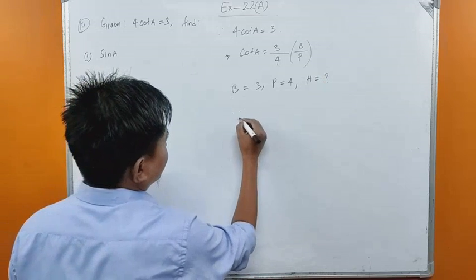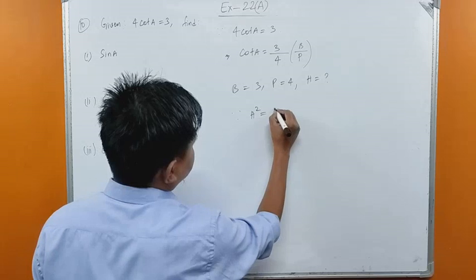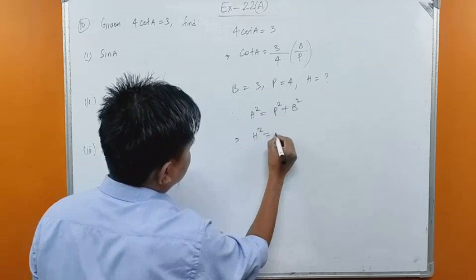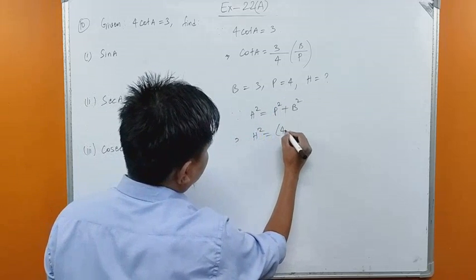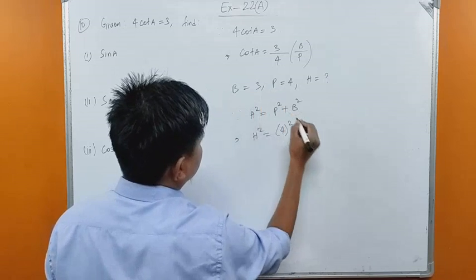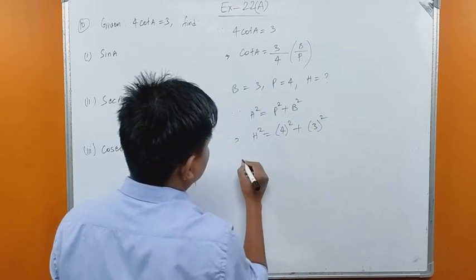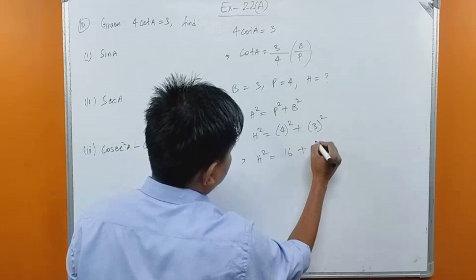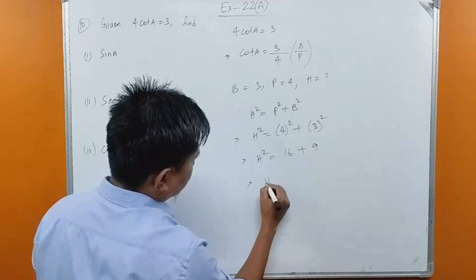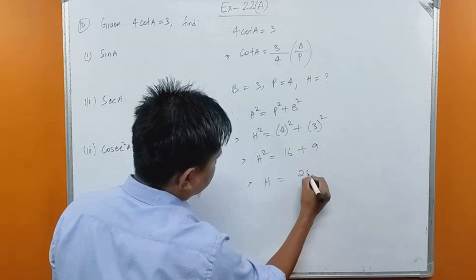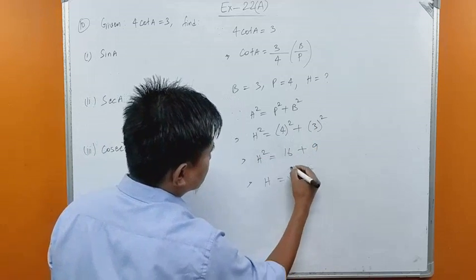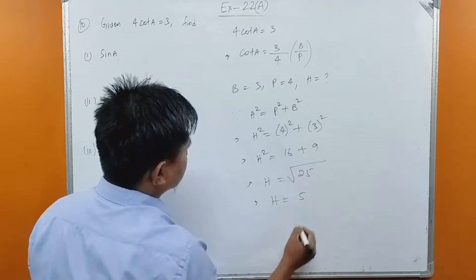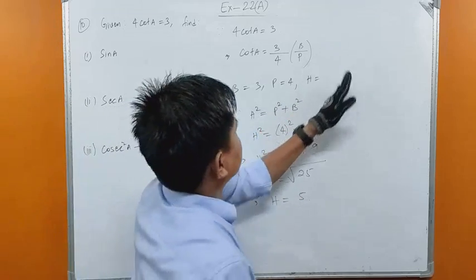So let us find the hypotenuse by using Pythagoras theorem. Okay, since h square equals to p square plus b square, or h square equals to, what is p? P is 4 square plus what is b? B is 3 square, isn't it? Or h square equals to 4 square is 16 plus 3 square is 9, or h square equals to 16 plus 9 is 25. So let us take this square to the right hand side, becomes root under 25 means 5, isn't it? So we found h is 5.